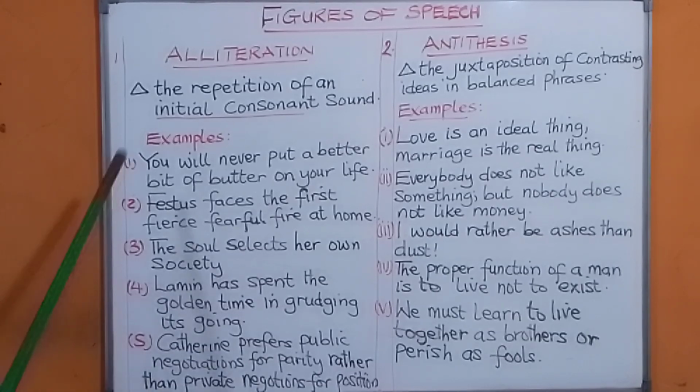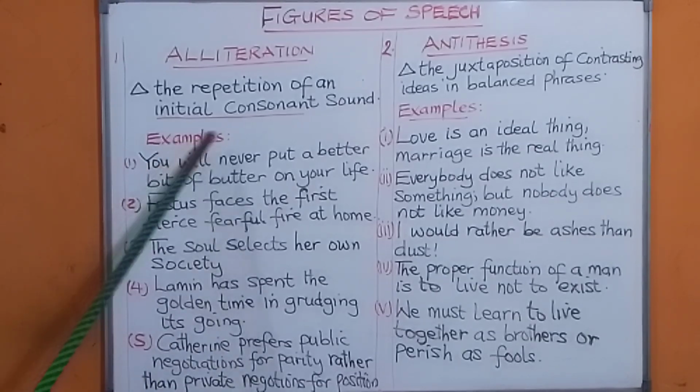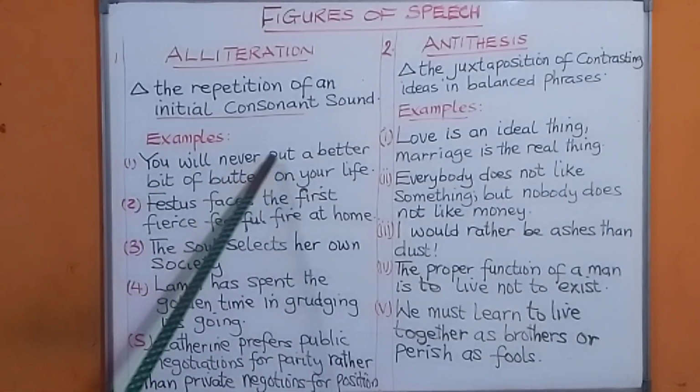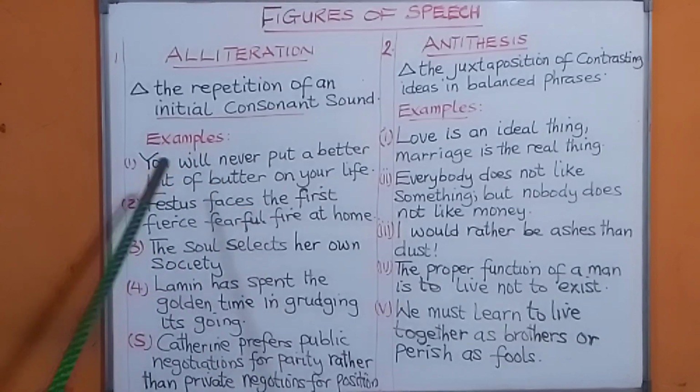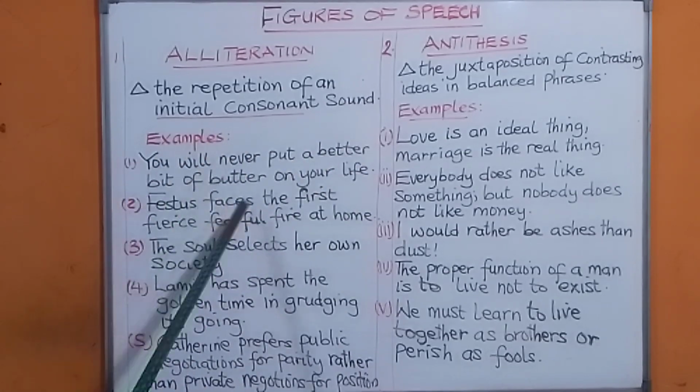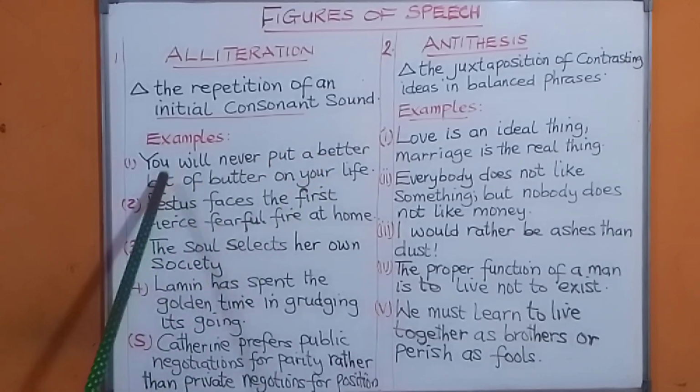Let's look at examples. You will never put a better bit of butter on your life. Look at better bit of butter. You see that B is sounding there. That is an alliteration. Better bit of butter.